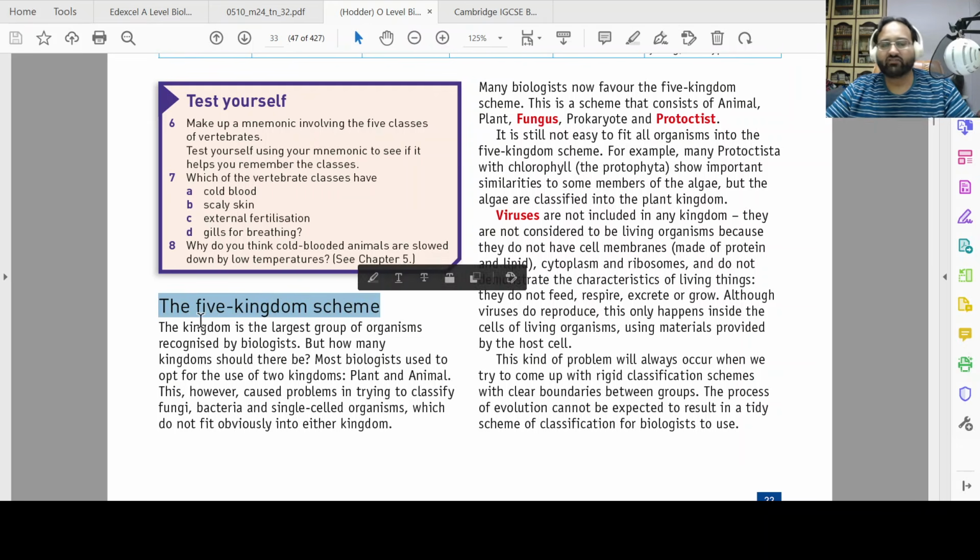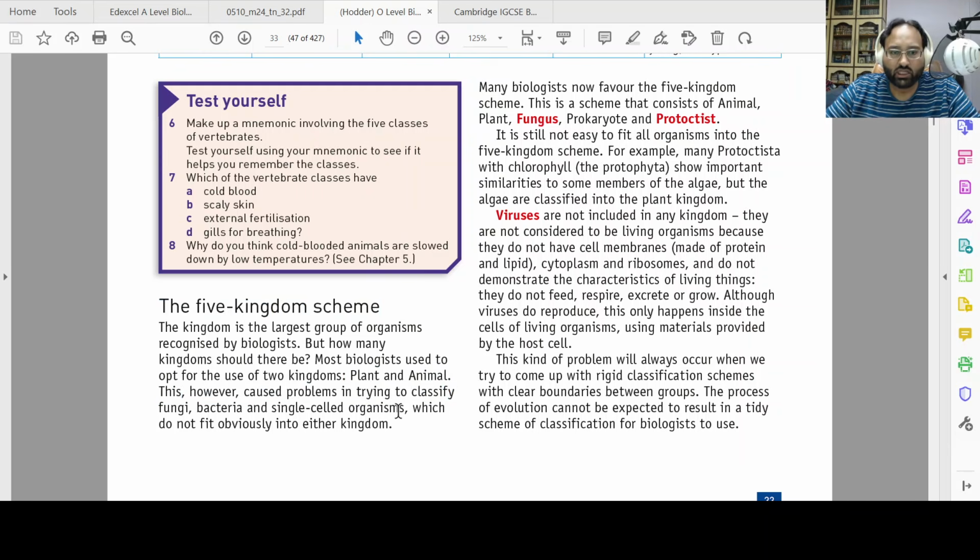So why is it the five kingdom? Initially, scientists would say there's just two kingdoms, plants and animals. But then there were problems, like, okay, fine, what do we do with the fungi, the bacteria, the single cell organisms? Because they're neither plant nor animal. And so then they went with the five kingdom scheme. We've talked about kingdom animal and kingdom plant, and then there's fungus, prokaryote, and protoctist.